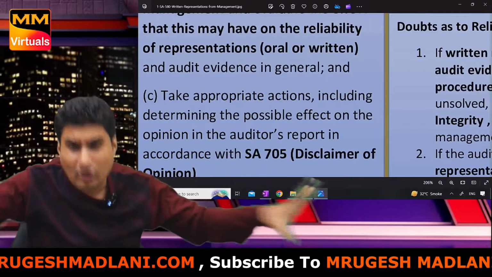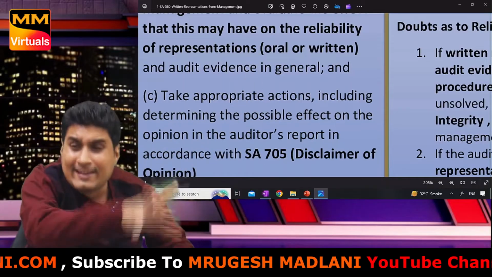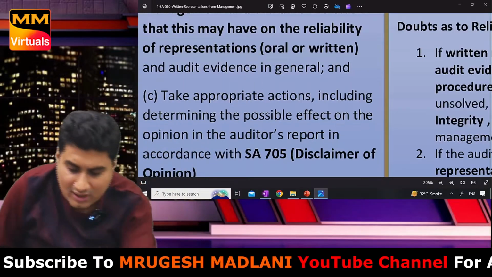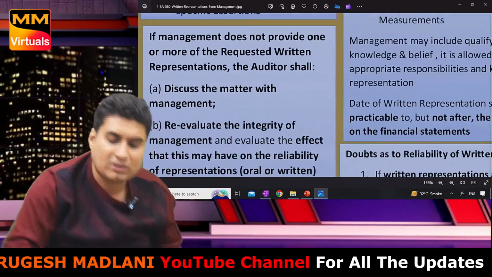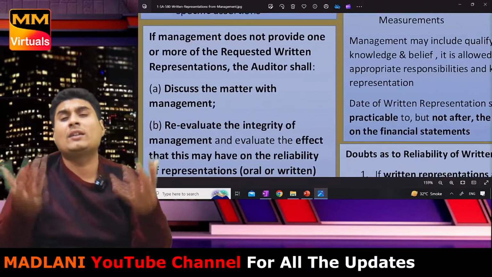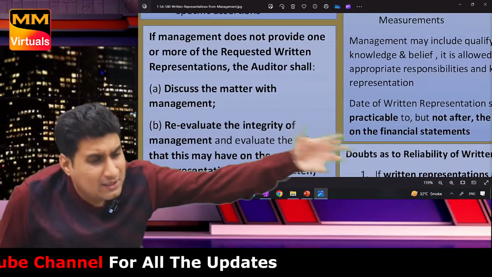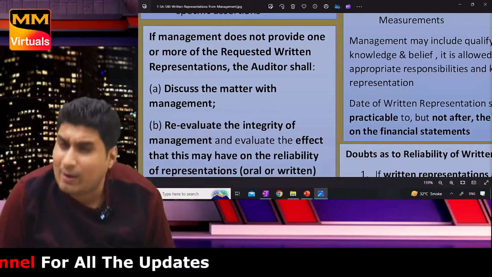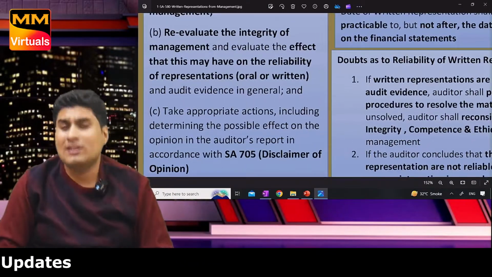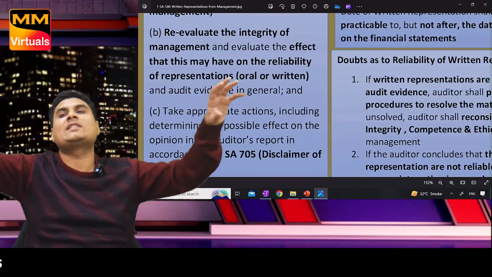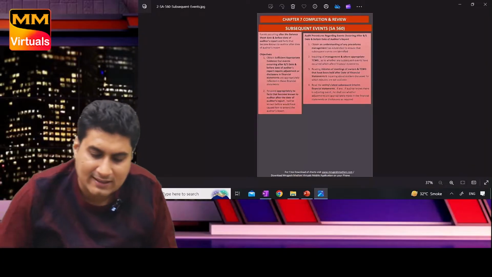Why are they not giving evidence? It's not for one account. The effect could be material and pervasive because they are not writing anything. Here they have written, it is wrong. Here they are not writing at all. Very simple. So tell me, if management doesn't give written representations, then what will we do? Discuss the matter with management, re-evaluate the integrity of management and the effect this will have on written representations. And last, take appropriate action, including giving a disclaimer report as per SA 705. Very easy standard, nothing great. Come to the second standard, a little nice.